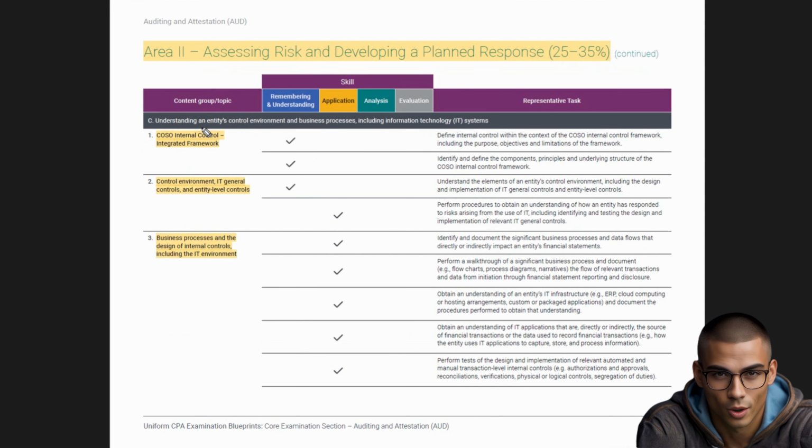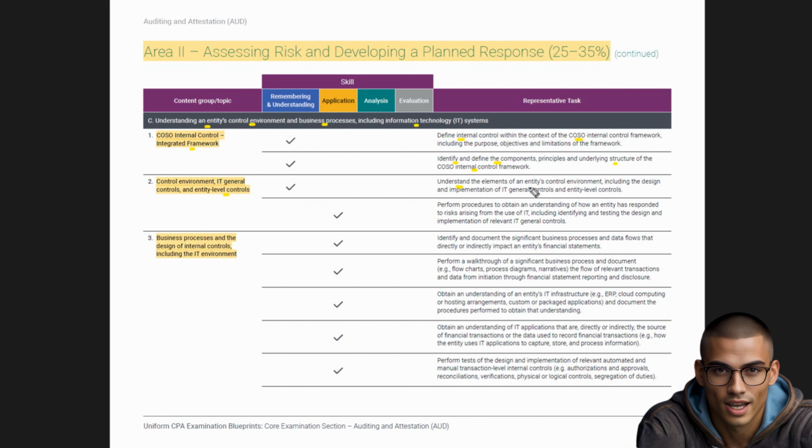Continuing on with Area 2, we have an understanding of the entity's control environment and its business processes, including information technology systems. For Part 1 here, you have the Committee of Sponsoring Organizations Internal Control Integrated Framework, where you'll need to be able to define the internal control within the context of the Committee of Sponsoring Organizations Internal Control Framework. You'll need to be able to identify and define the components, principles, and underlying structure of the Committee of Sponsoring Organizations Internal Control Framework.